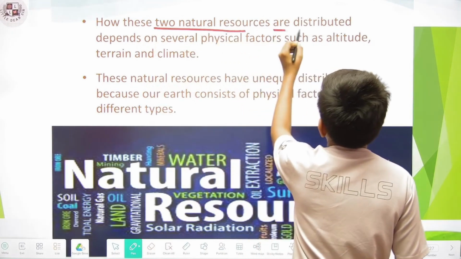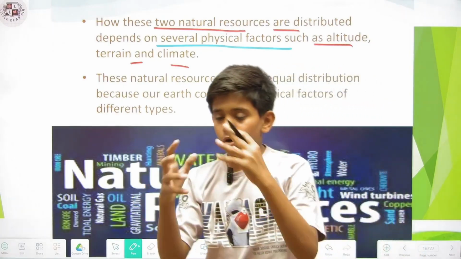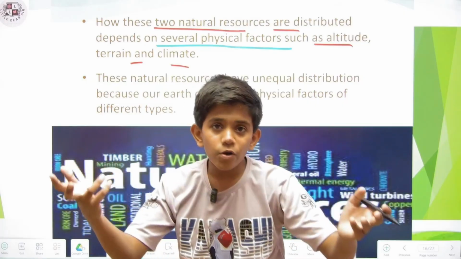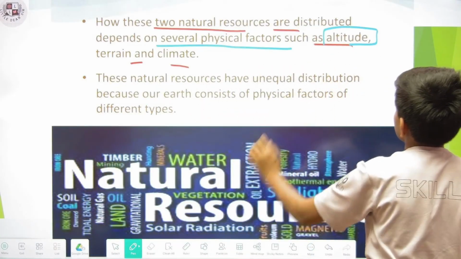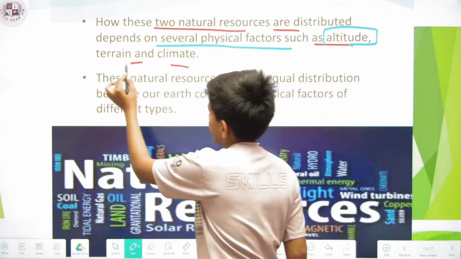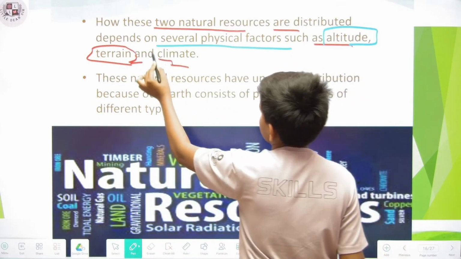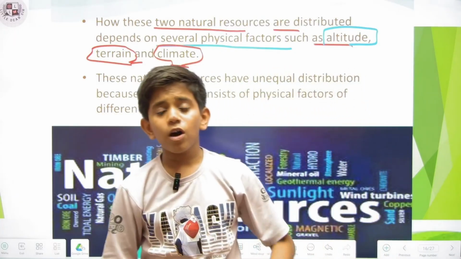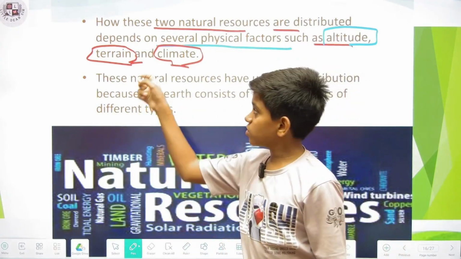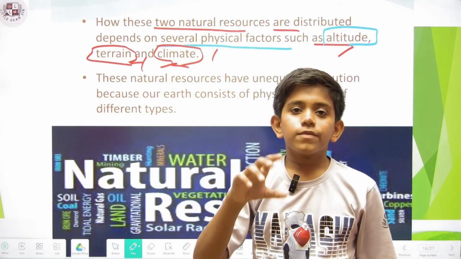How these two natural resources are distributed depends on several physical factors such as altitude, terrain and climate. Now, how do you know whether it is a renewable resource or a non-renewable resource? First is the altitude, meaning the height of the surface. Second, we have terrain. Terrain means the type of land available there. Third, we have climate. The type of temperature, rainfall, heat and wind is known as its climate. So these are the three factors which affect the availability of the resource.